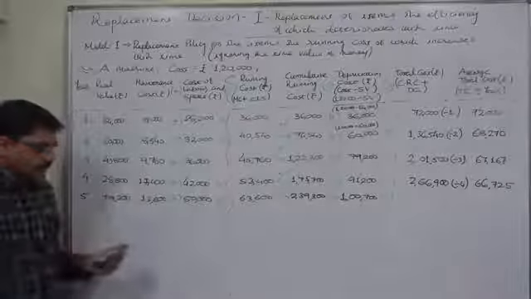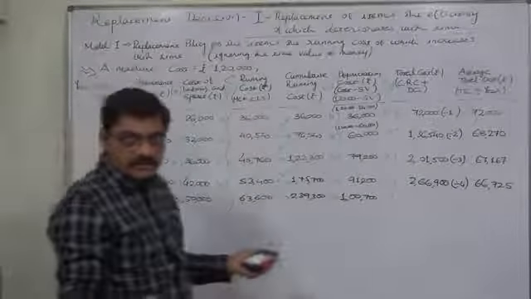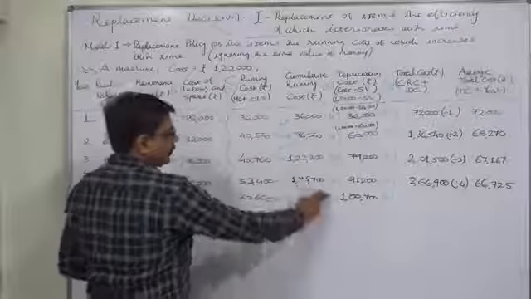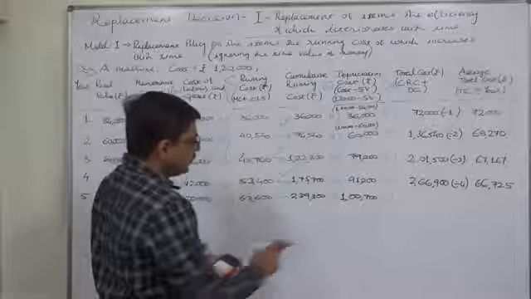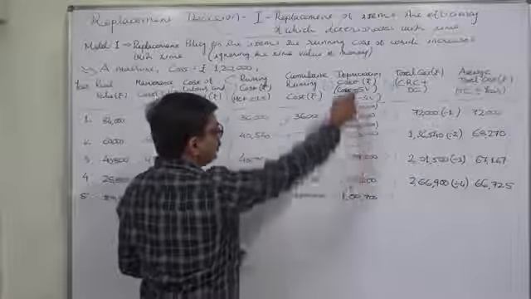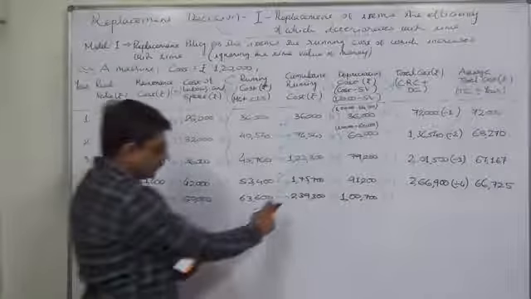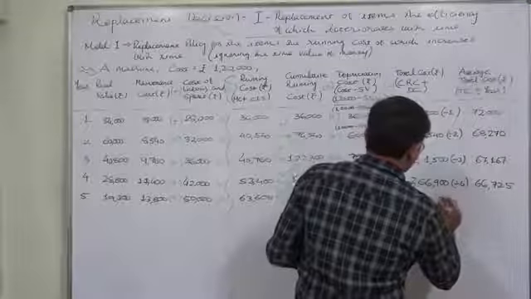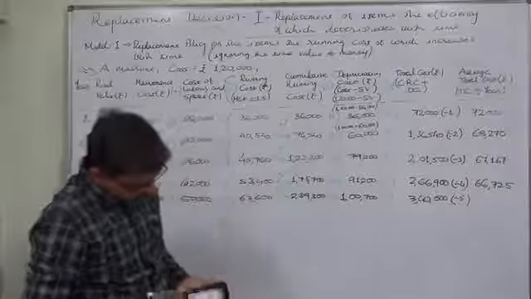Now we have only 1 year of data left, because this is the question which was asked many times in different years' examinations. If we use the machine for the 5th year, the total running cost for 5 years will be 2,39,300 and the depreciation cost for 5 years will be 1,00,700. So it comes to 3,40,000. And this is for 5 years. So it comes to 68,000.